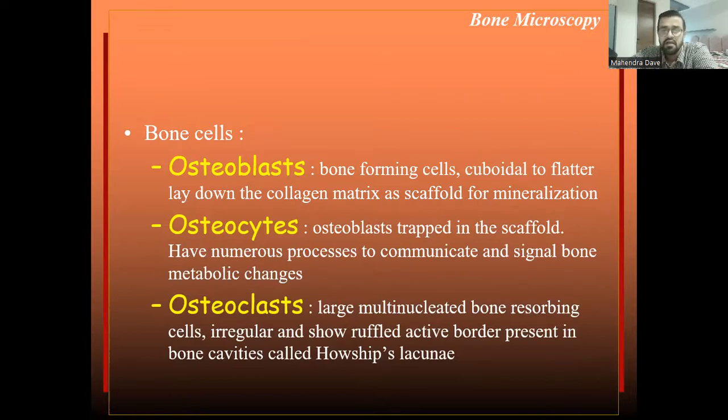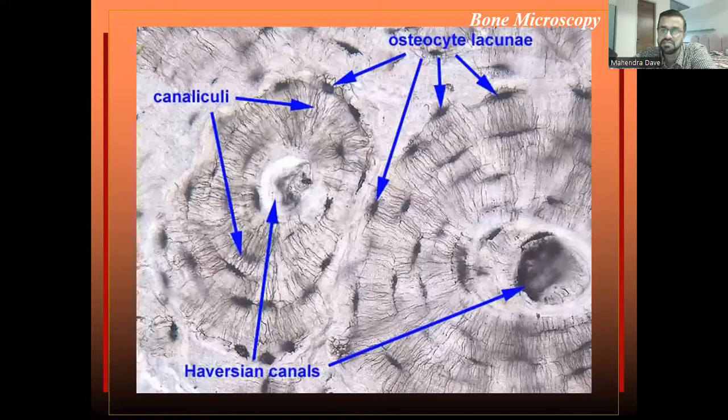Osteocytes are osteoblasts trapped in the scaffold, having numerous processes to communicate and signal bone metabolic changes. Osteoclasts are large, multinucleated bone resorbing cells with an irregular, ruffled active border, present in the bone cavity known as Howship's lacunae. This is the structure showing the Haversian canal, canaliculi, and the osteocyte lacunae.